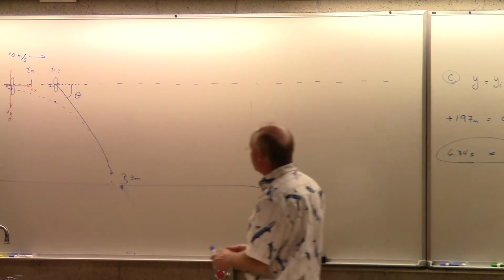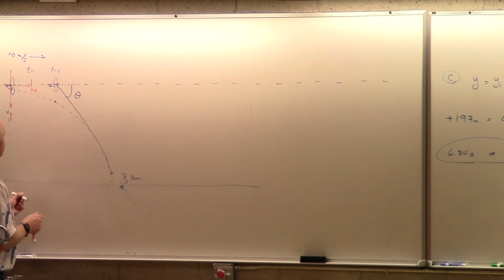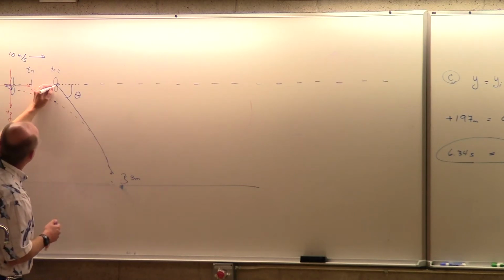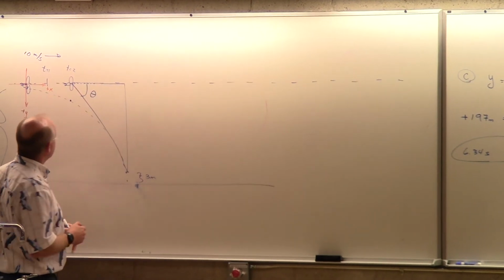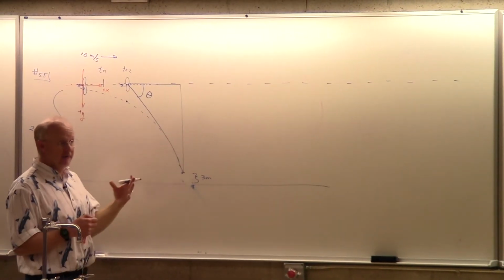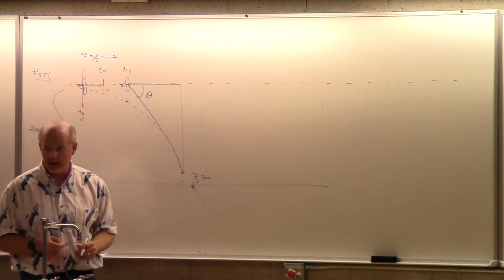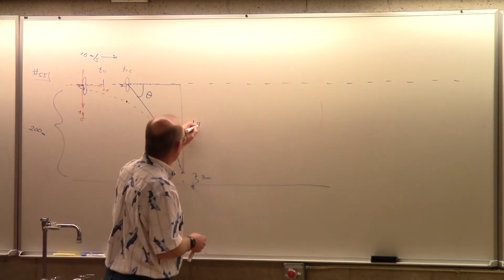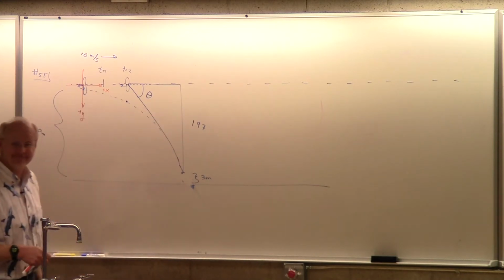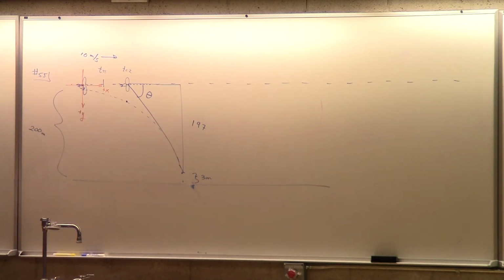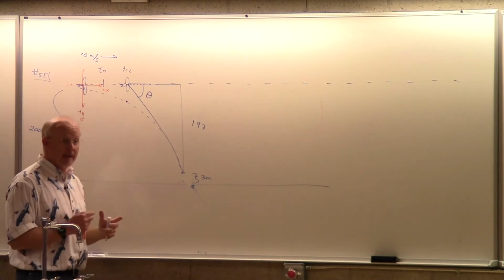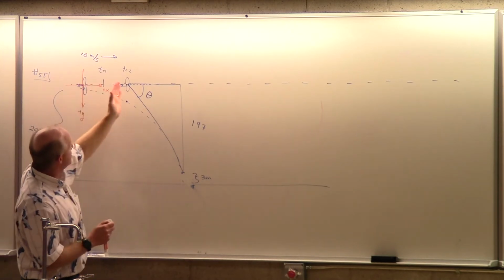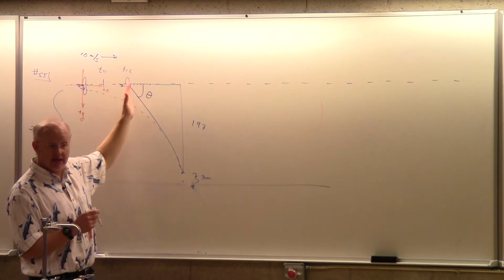B is this dive angle. And this one stands out to me as being the next one to do, because if I make a triangle here, I can get an angle if I know any two sides of the triangle, right? And we just did this one. I know that one. That's 197. And this one here doesn't look too bad to me. I'm going to need to give it some thought. But isn't this the horizontal speed, which it keeps the same way? So isn't this going 10 meters every second?